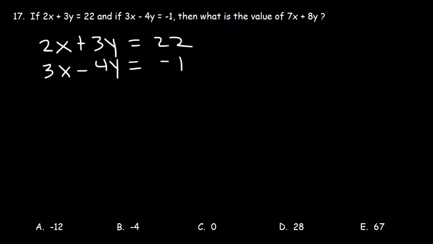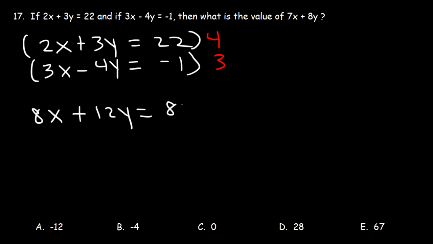So we need to cancel either the x or the y variable. Notice that the least common multiple of 3 and 4 is 12. So I'm going to multiply the first equation by 4 and the second by 3 so that the y values will cancel. 2x times 4 is 8x. 3y times 4 is 12y. 22 times 4 is 88. 3x times 3 is 9x. 3 times negative 4y, that's negative 12y. And negative 1 times 3 is just negative 3.